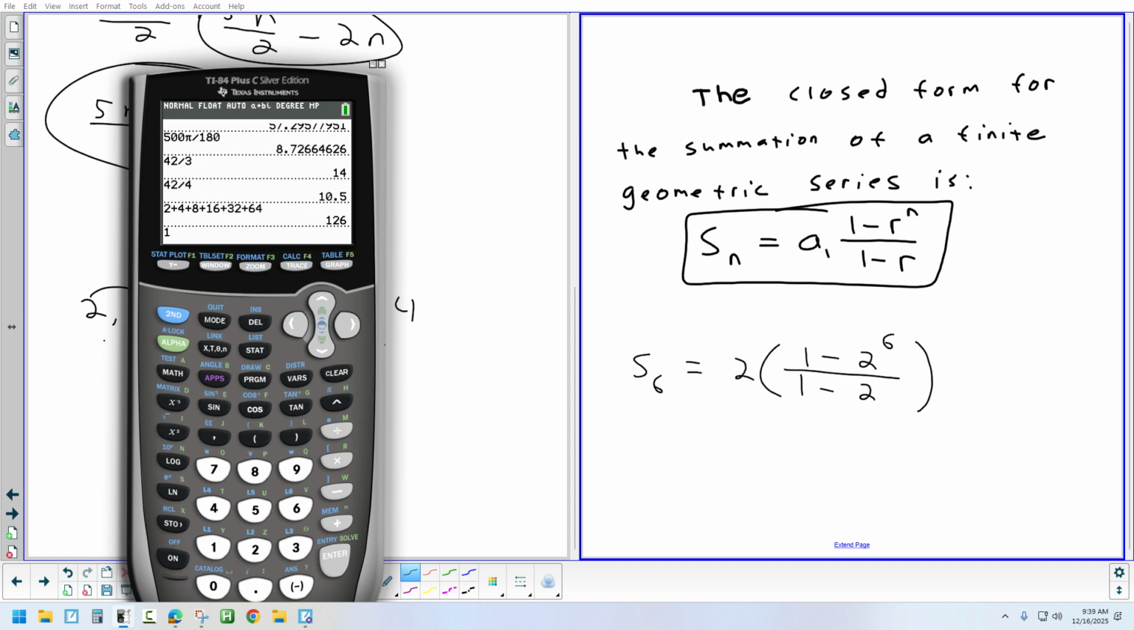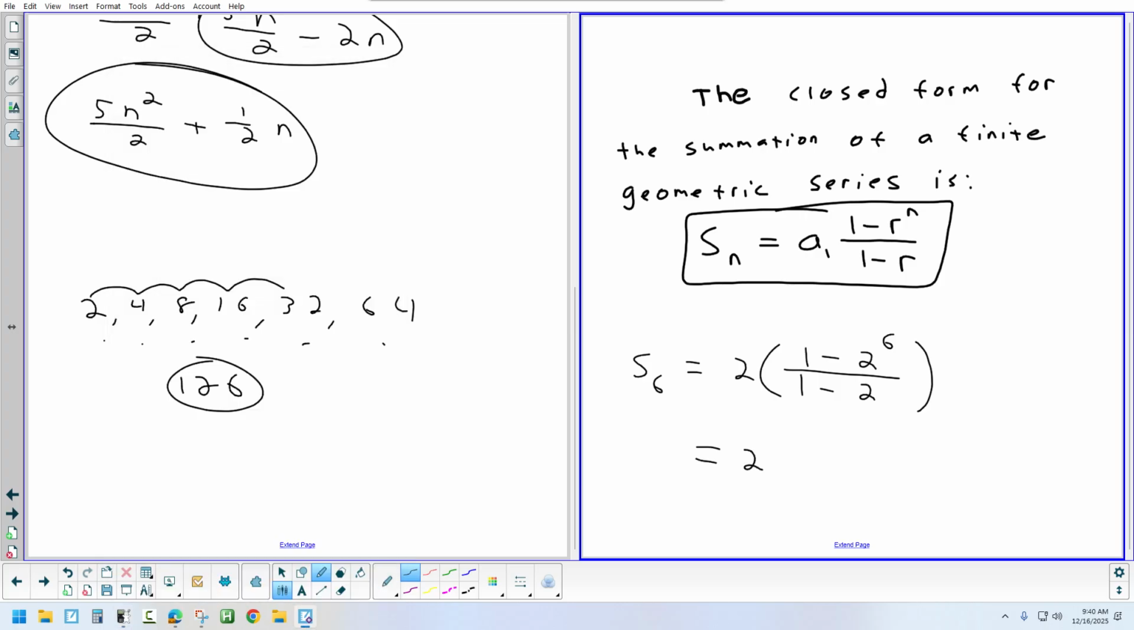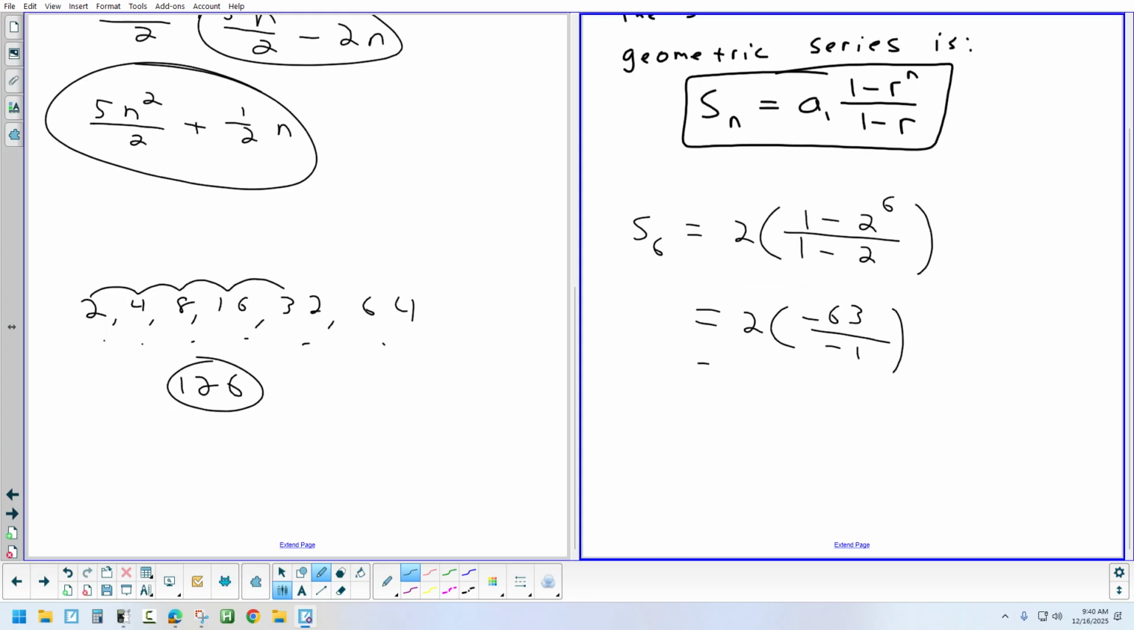So in the top, you've got 1 minus 2 to the 6th. That's negative 63. What's 1 minus 2? Negative 1. What's negative 63 divided by negative 1? 63. And what's 2 times 63? 126. So did it actually save us a lot of time using that formula?